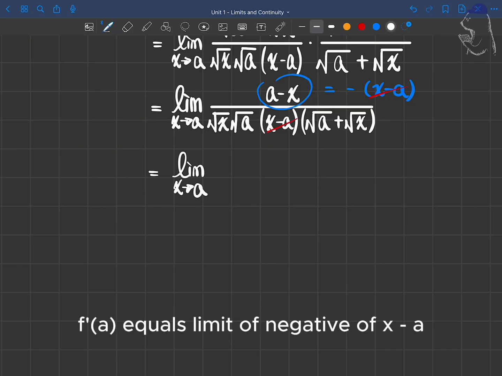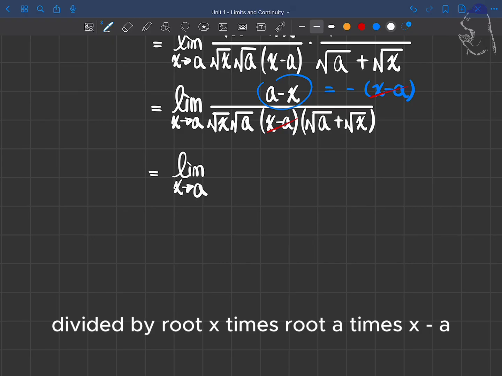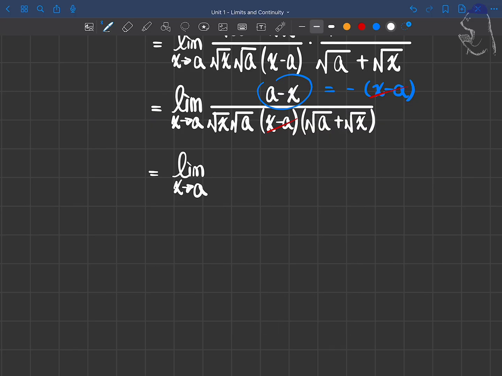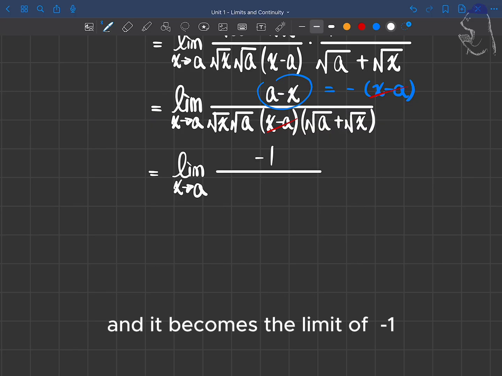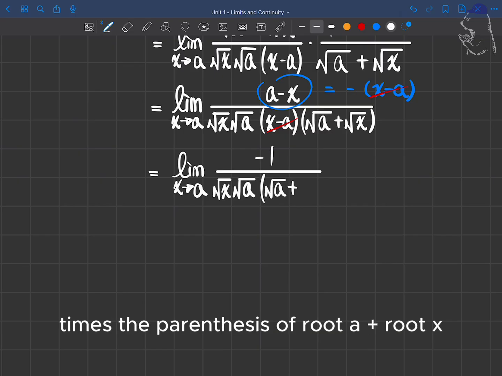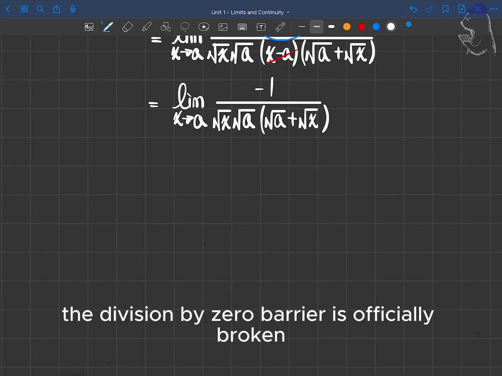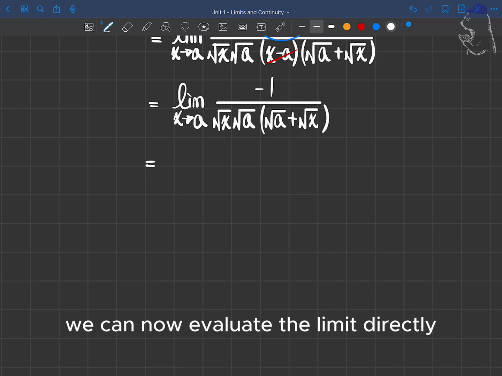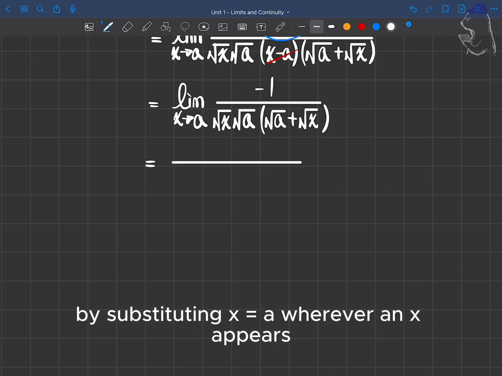F prime of a equals limit of negative of x minus a divided by root x times root a times x minus a times root a plus root x, and it becomes the limit of negative 1 divided by root x times root a times the parenthesis of root a plus root x. The division by zero barrier is officially broken. We can now evaluate the limit directly by substituting x equals a wherever an x appears.